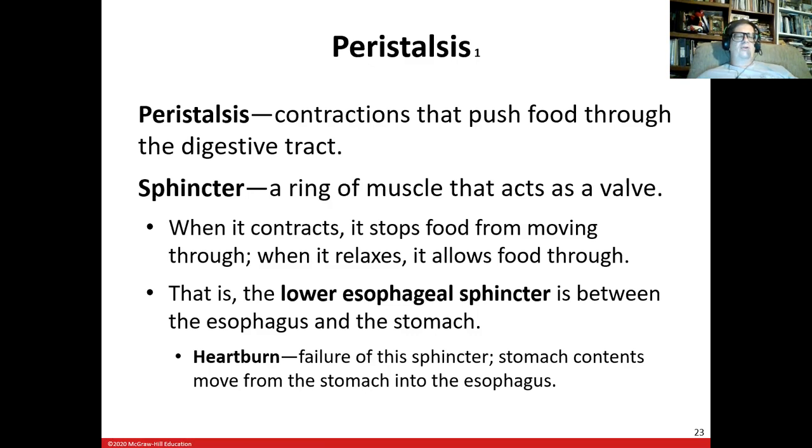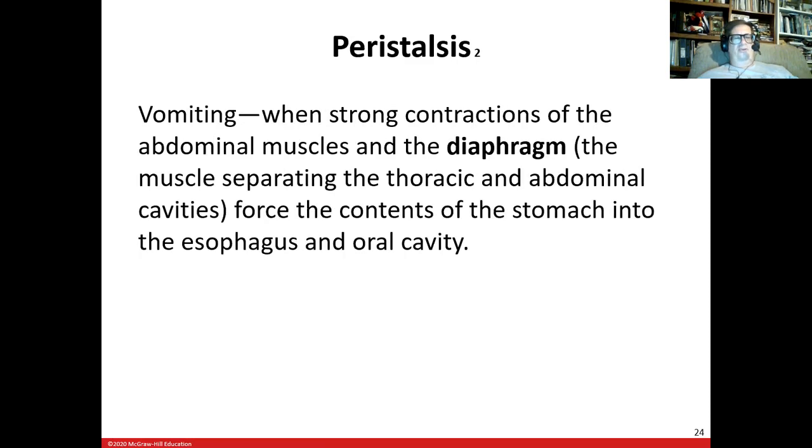Things that make this more common: being overweight, so your body has more weight pushing on the stomach. Overeating, so the stomach is super expanded and wants to contract and go back to its normal size. Things like that can make it easier to do acid reflux, to pass the acid upwards.